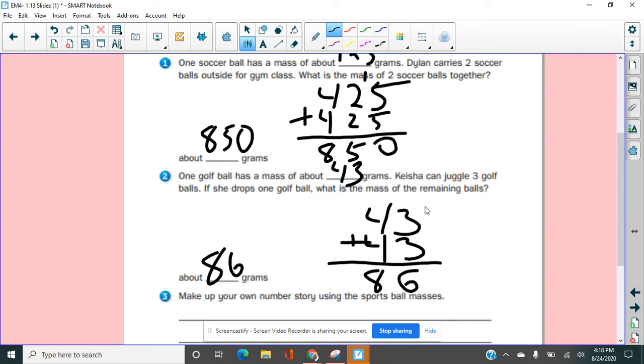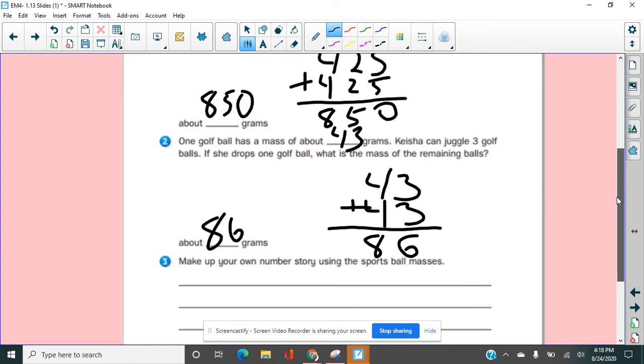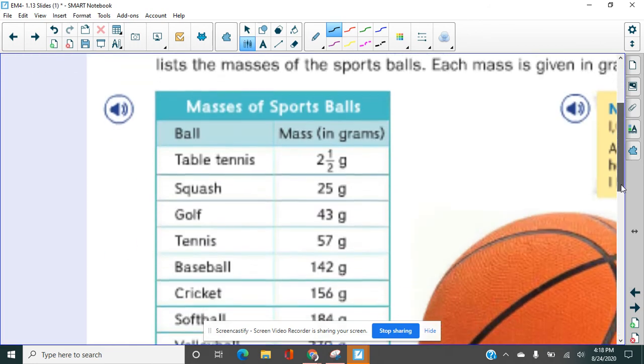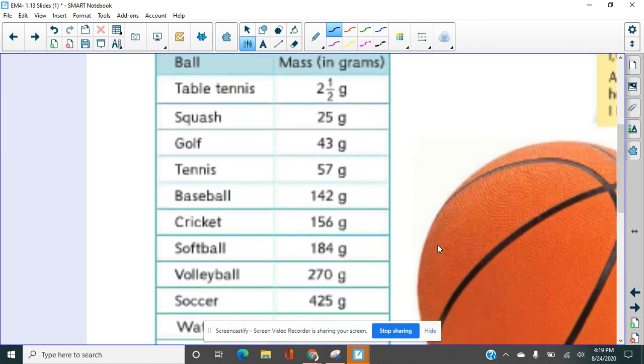86. All right. Number 3 is you are going to make up your own number story. So I'm going to put the screen back on the sports balls so that you can see the different amounts. And then I'm going to have you pause this so that you can write your own number story in that space. Okay, go ahead and, oh, here, let's show this so you can see them all. Let's see, there's one hiding down here. There it is. All right, so here are your choices. You're going to now write your own number story. So you'll have it paused for a while.